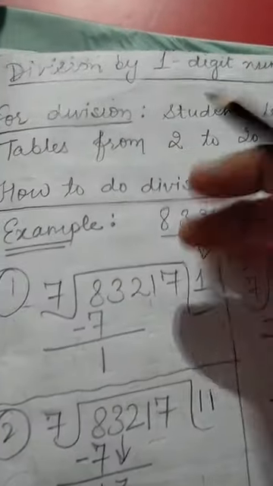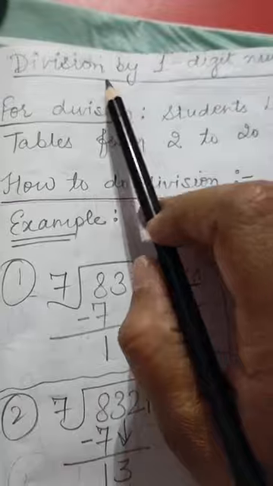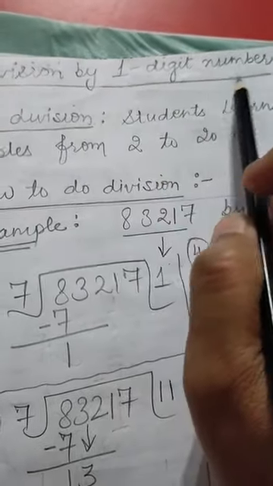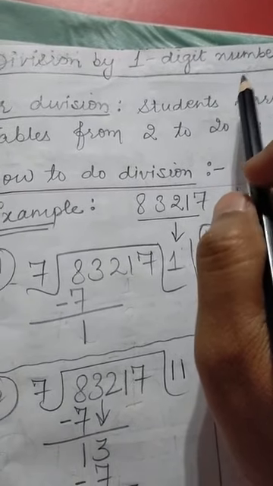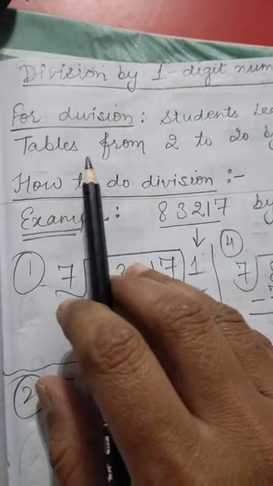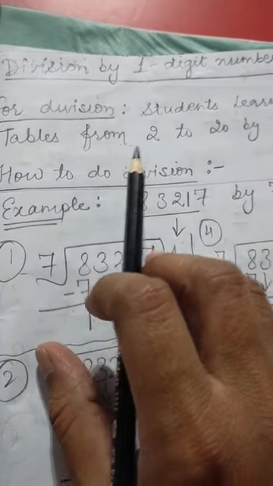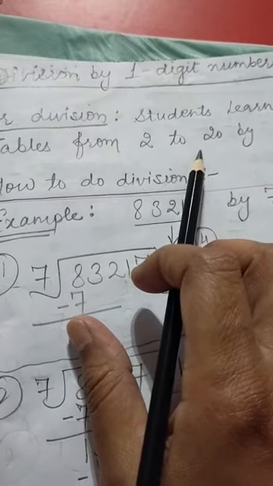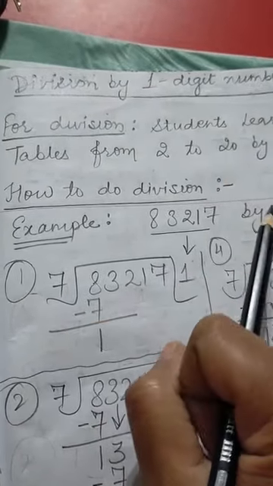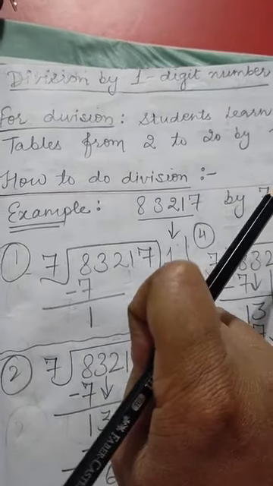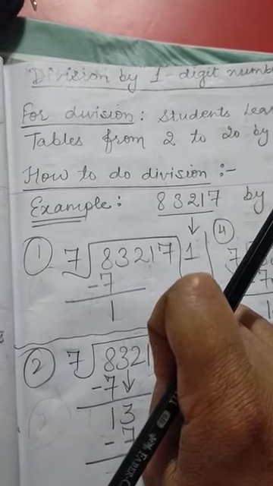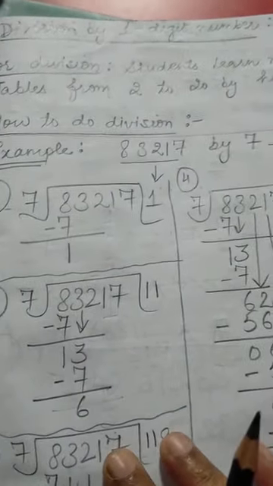And students, today I will teach you the division concept. In division, I will tell you how to divide by a one-digit number. Take your notebooks and pencils with you, and before starting, I want to tell you that if you know the tables from 2 to 20, then it will be very easy for you to do the division sums. So do daily practice of these tables, learn them by heart, and do written practice also. So I will tell you how to do the division.